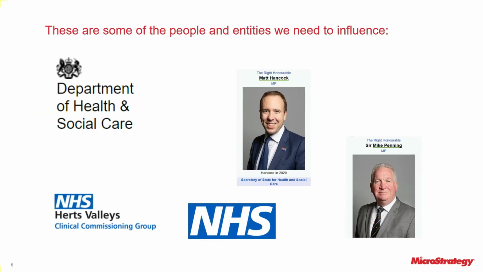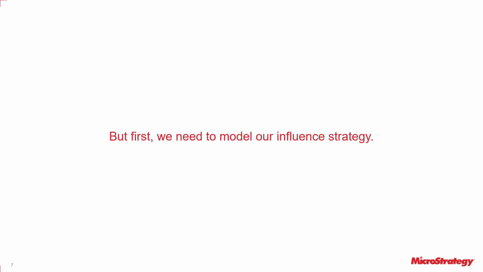These are some of the people and entities that we need to influence. We've got the Department of Health and Social Care, which is run by the Right Honourable Matt Hancock, MP. We have the NHS, which is the healthcare organisation for the UK. We have NHS Hearts Valleys, which is what's called a CCG, a clinical commissioning group. Now, they are the people responsible for commissioning services and who will be funding the hospital. And then we have our local MP, Sir Mike Penning. But first, we need to model our influence strategy.